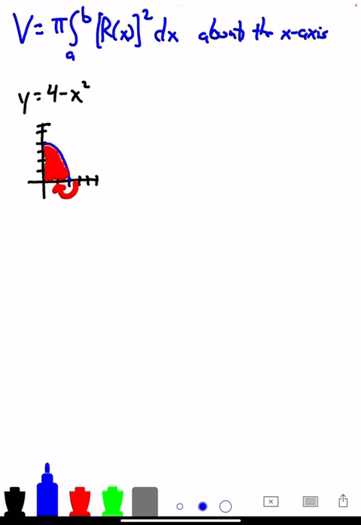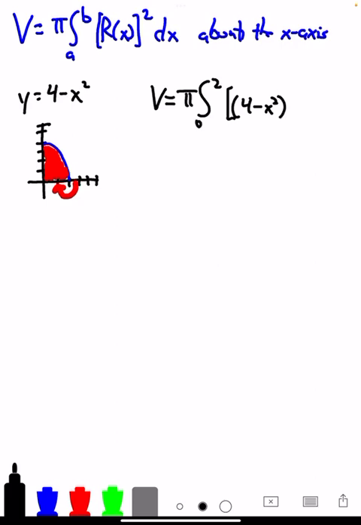Okay, now we're going to come back to the formula. All right, V is equal to pi. Now about the x-axis, this goes from 0 to 2. Now that's going to be important for what we look at later. For this one, it goes from 0 to 2. And our function is 4 minus x squared, squared. Now remember, we have to square that. That's part of the function.